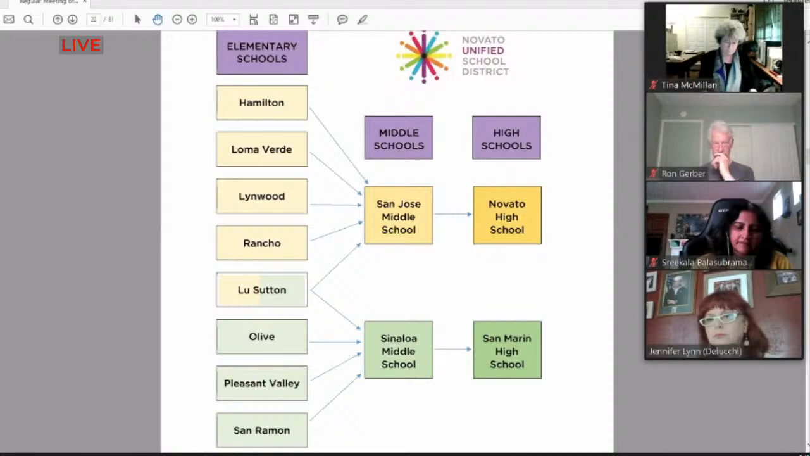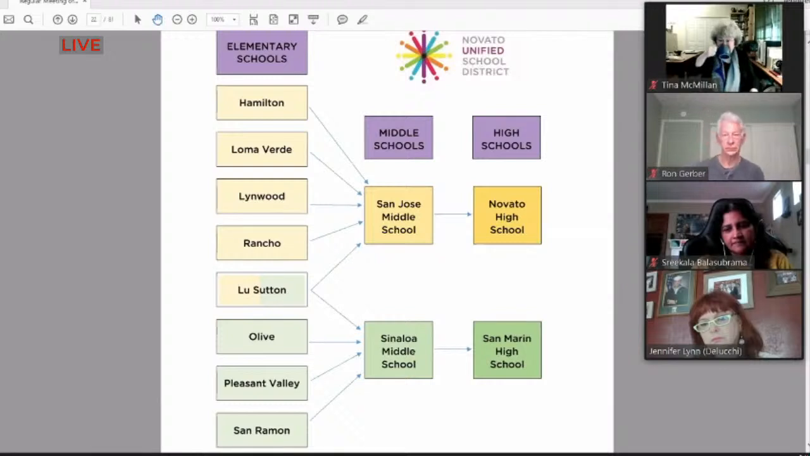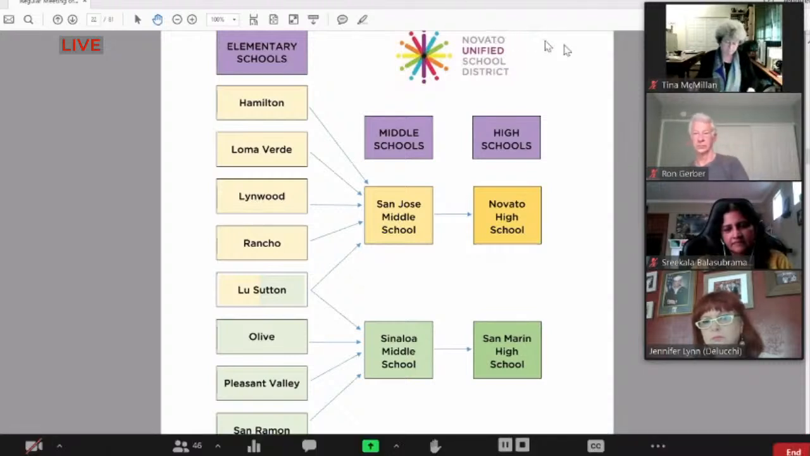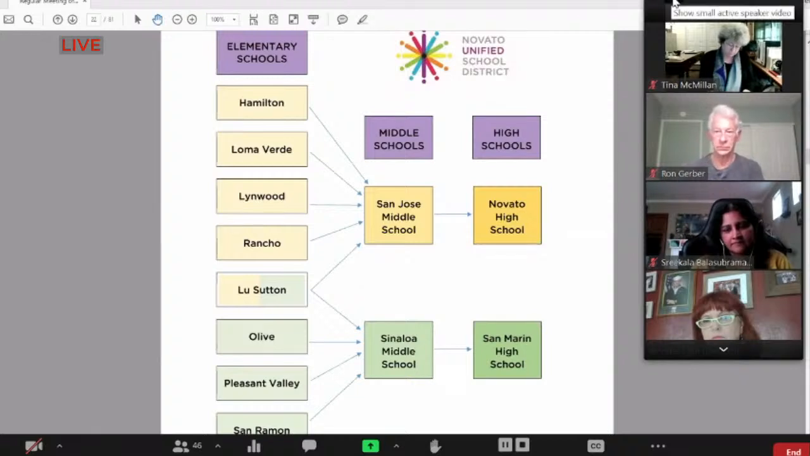Then there's a direct transition from San Jose Middle School. Those students all go by feeder pattern to Novato High School, and then all of our Sinaloa students typically go to San Marin High School. As we all know, there's some opportunities for kids to transfer between those programs. Maybe if you're at San Jose Middle School and you really want to be in the STEM program at San Marin, you can apply for that program and transfer. Or maybe if you're at Sinaloa Middle School and you really want to be in MSA, you can transfer. And of course, there are other very high quality pathways at both schools that kids could want to transfer into and out of.